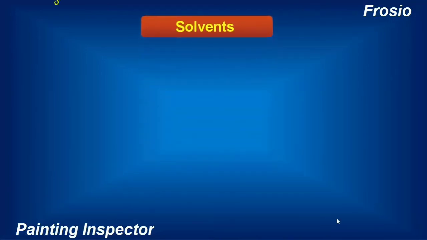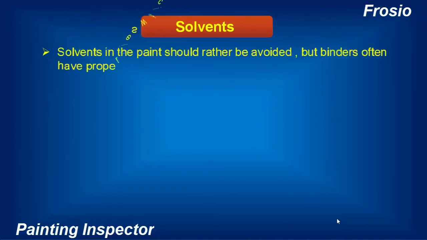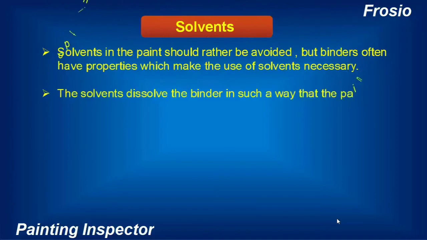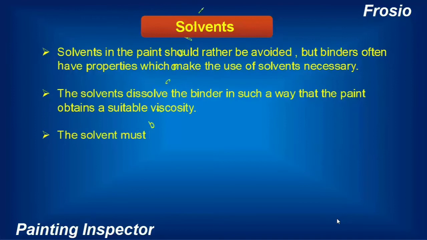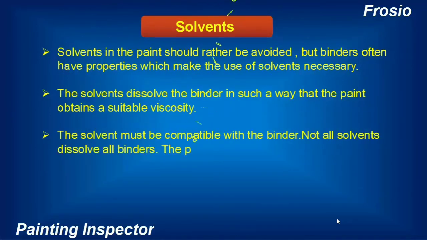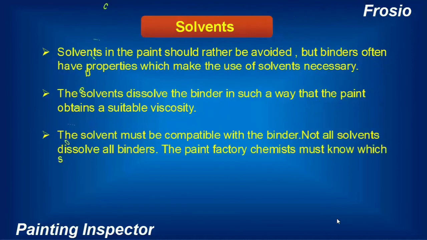Solvents. Solvents in the paint should rather be avoided, but binders often have properties which make the use of solvents necessary. The solvents dissolve the binder in such a way that the paint obtains a suitable viscosity. The solvent must be compatible with the binder. Not all solvents dissolve binders well. The paint factory chemists must know which solvents can be used.